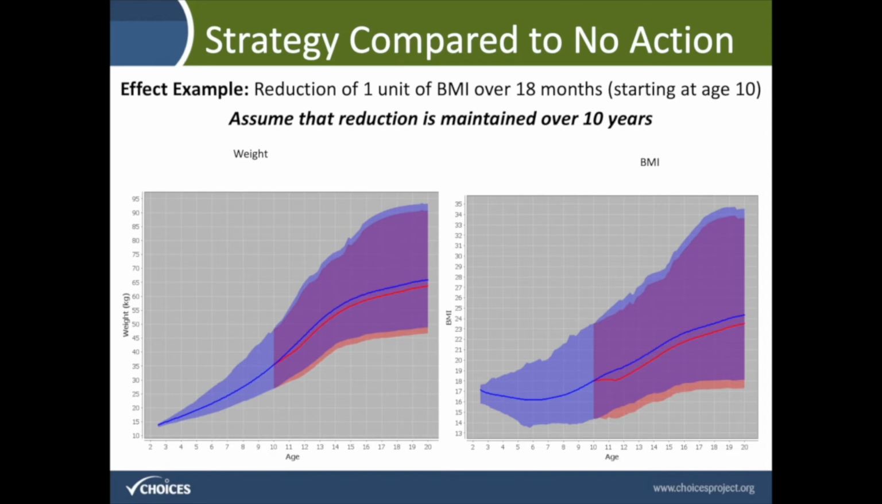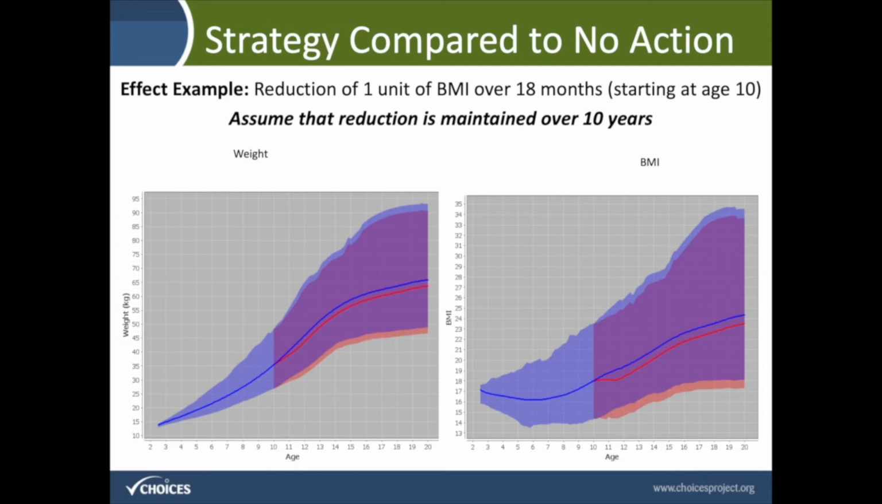In the intervention scenario, we compare the same person to their baseline trajectory. And here we're plotting a reduction of 1 unit of BMI. And we assume that in this case, it takes about 18 months to achieve that BMI reduction starting at age 10. So you can see in the chart that they have the exact same trajectory up to that point. And then starting at age 10, they slowly start to move onto a different weight trajectory.